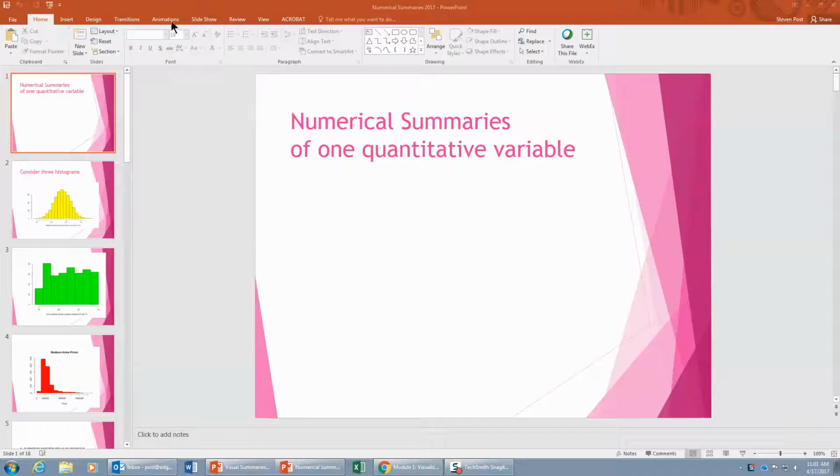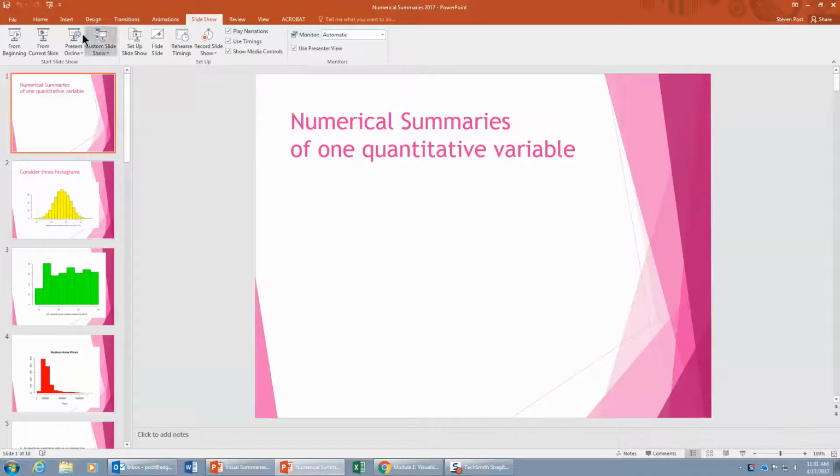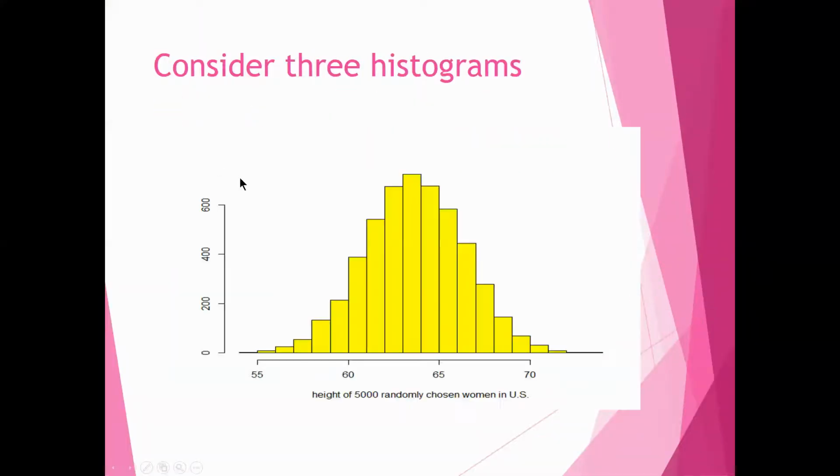In this screencast, we will look at numerical summaries, ways of easily summarizing one quantitative variable. So for starters, let's look at these three histograms. This histogram is the height of 5,000 randomly chosen women in the United States.